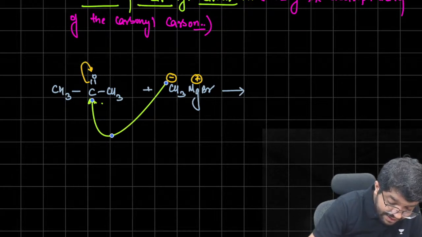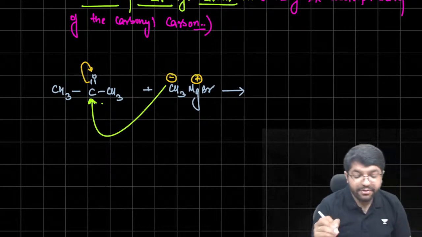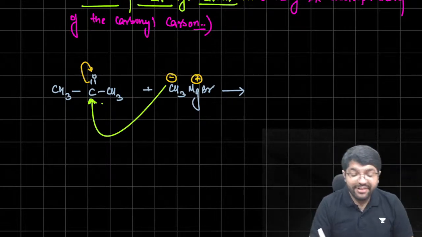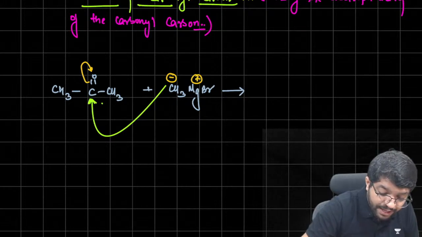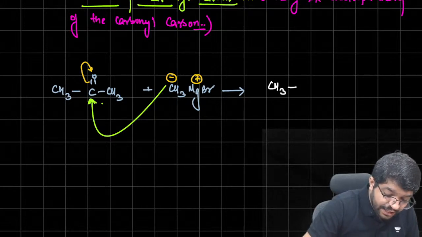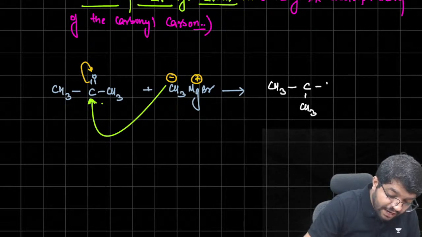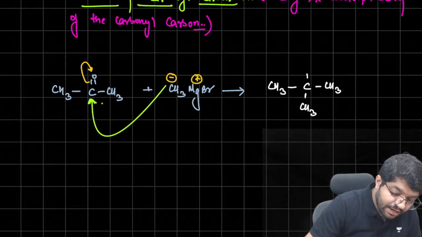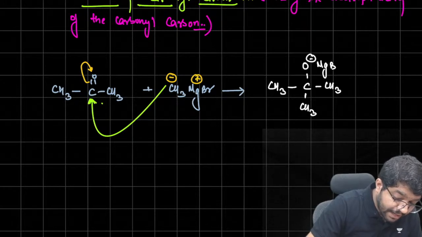The negative attacks the carbon, the nucleophilic attack. And what eventually happens, what you tend to make is CH3, C, CH3, again, already a CH3 was there, then O minus and MgBr plus.